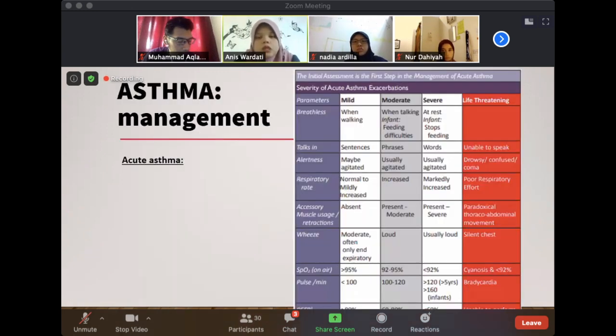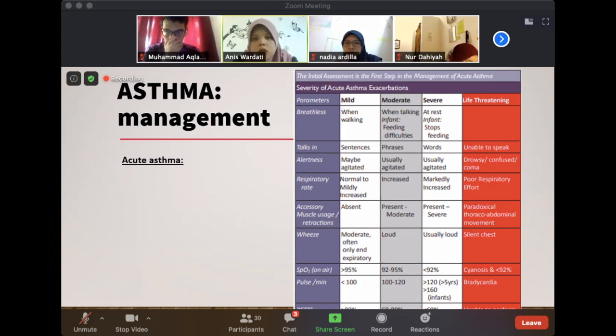So that is for patients with chronic asthma. For patients with acute asthma, during the acute attack, you need to specify whether it is moderate, severe, or life threatening based on a few parameters: the symptoms, signs, and also investigations.